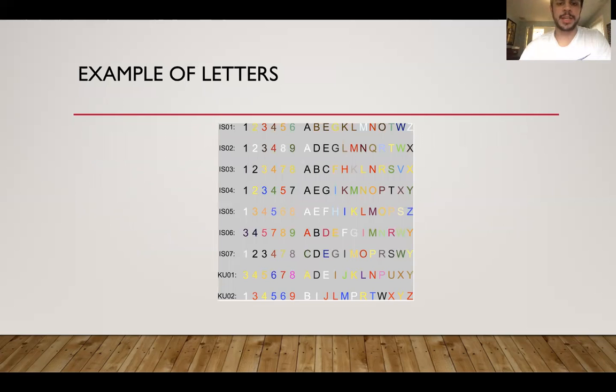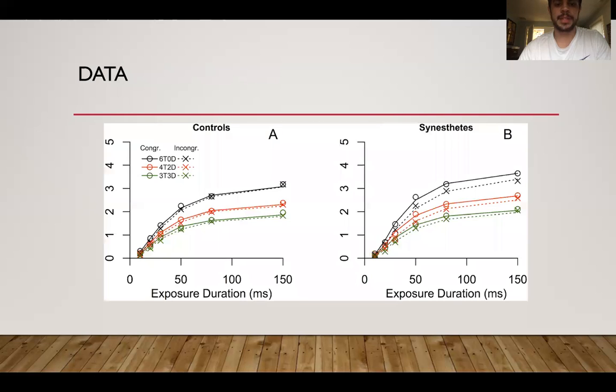This is an example of what the pairs of colored letters look like. And this is the data. The important thing to take away is just that there is a difference, and I wanted to show what it looked like. It is very complex, and unfortunately I don't have enough time to unravel all of it, but I think this does a good job of representing their findings.